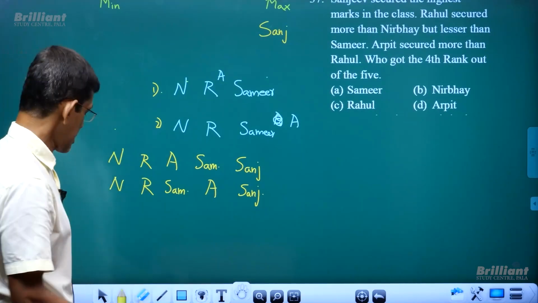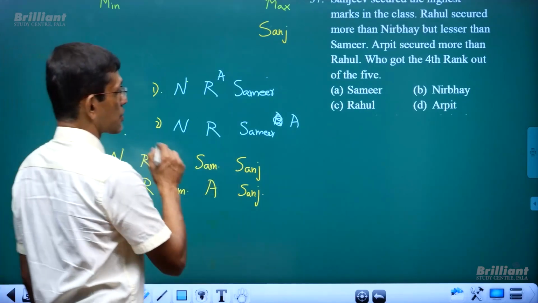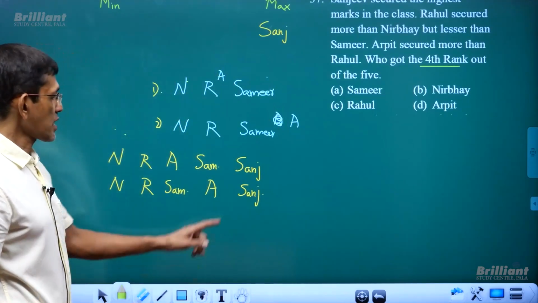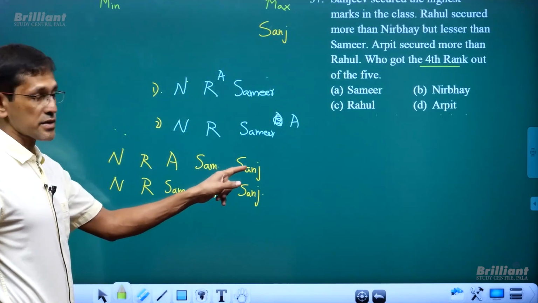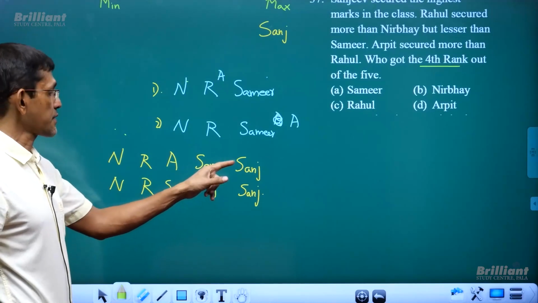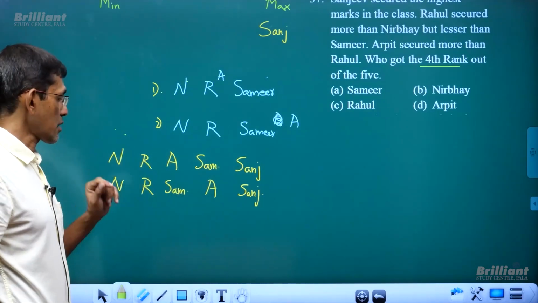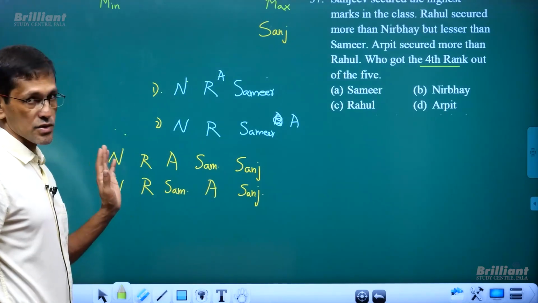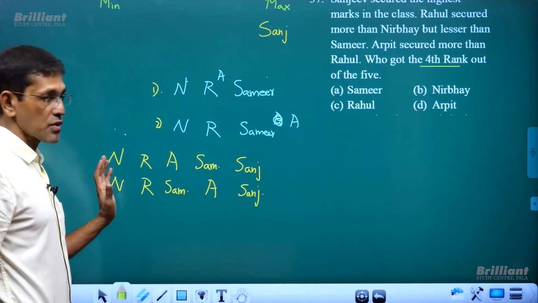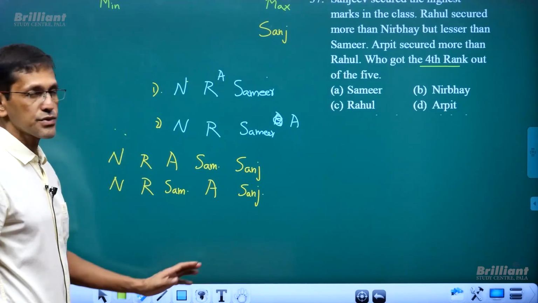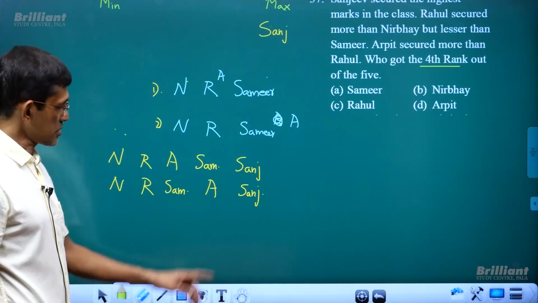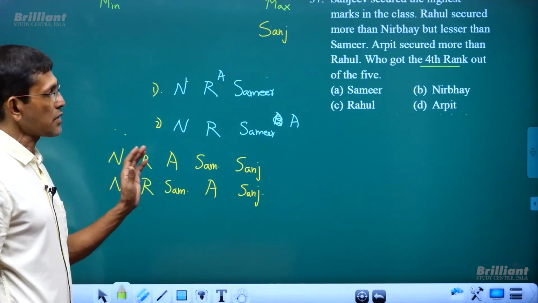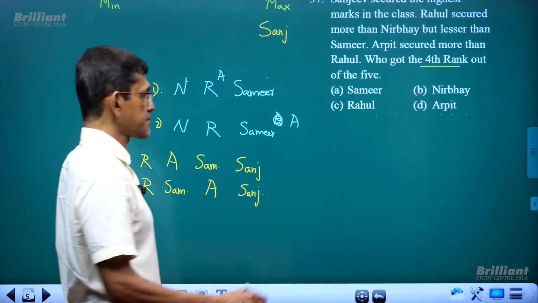The question is, who scored the fourth rank out of the five? Fourth rank. If you look at it this way, first rank Sanjeev, 1, 2, 3, fourth rank Rahul. In this case also, 1, 2, 3, fourth rank Rahul. So there are two arrangements, but who got the fourth rank? It is Rahul. No issues. Pretty simple. There are two arrangements possible, but in both arrangements, Rahul got the fourth rank. Perfectly all right.